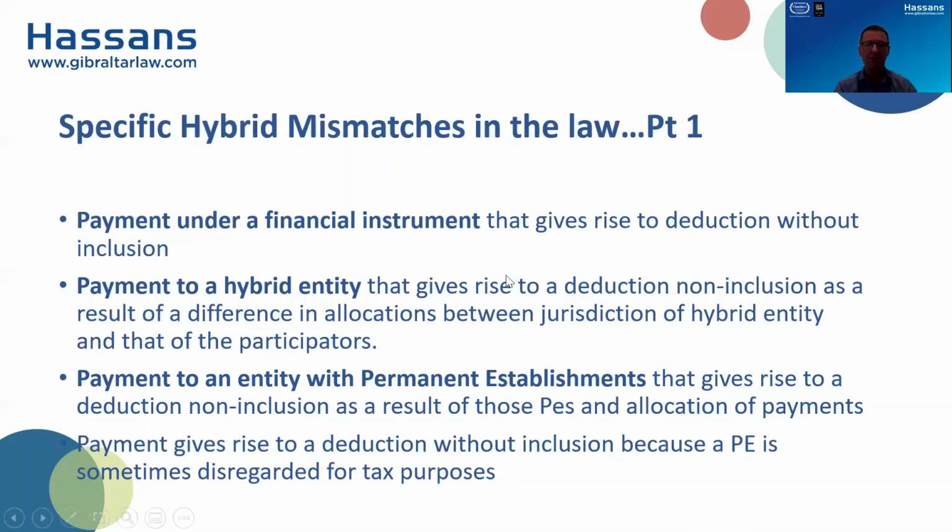So there is a list of specific hybrid mismatches in the law. There are 6, sorry. The first is that a payment under a financial instrument gives rise to a deduction without inclusion. So that is our, is it equity, is it debt instrument from Luxembourg. Sometimes the paying company will say this is loan repayment, and the receiving company will say, oh great, I've got a return on my equity investment.